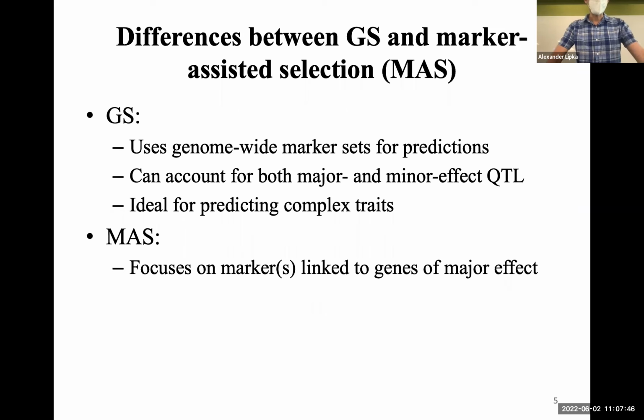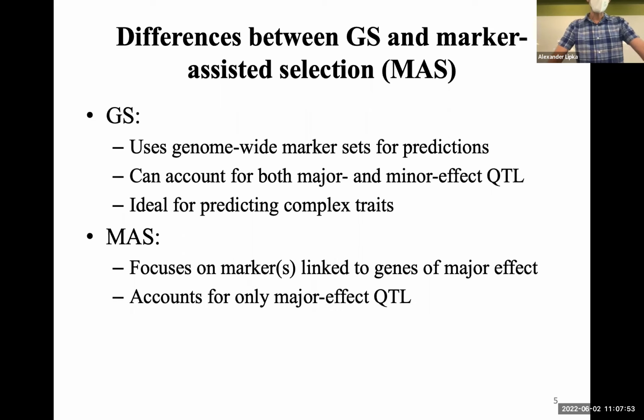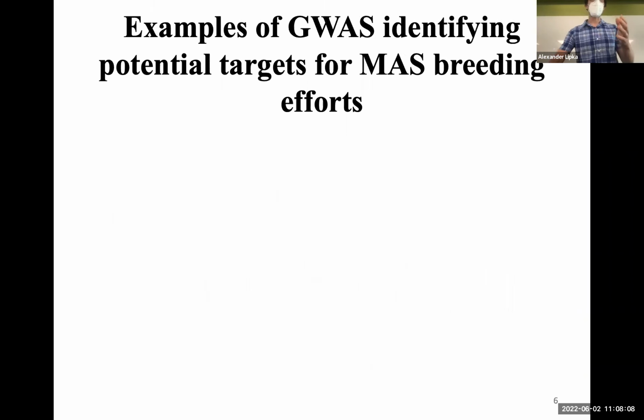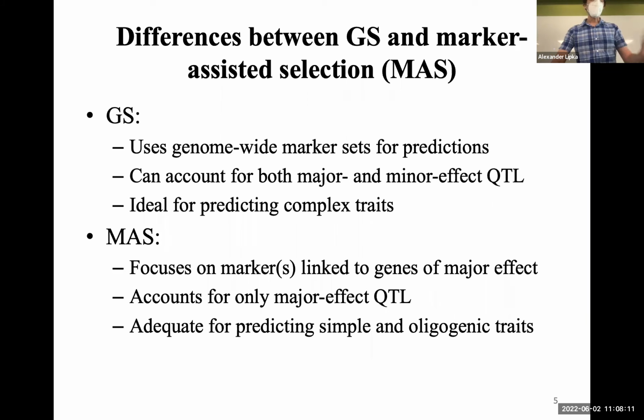In contrast, marker-assisted selection focuses on markers linked to genes of major effect, okay? So what that means is you're only accounting for major effect QTL. So if your trait is controlled by a major effect QTL plus a whole bunch of small effect QTL, you're not accounting for the whole genetic merit of the trait, okay? So marker-assisted selection is ideal, or, not ideal, maybe sufficient for predicting simple traits controlled by one gene or oligogenic traits controlled by a few.